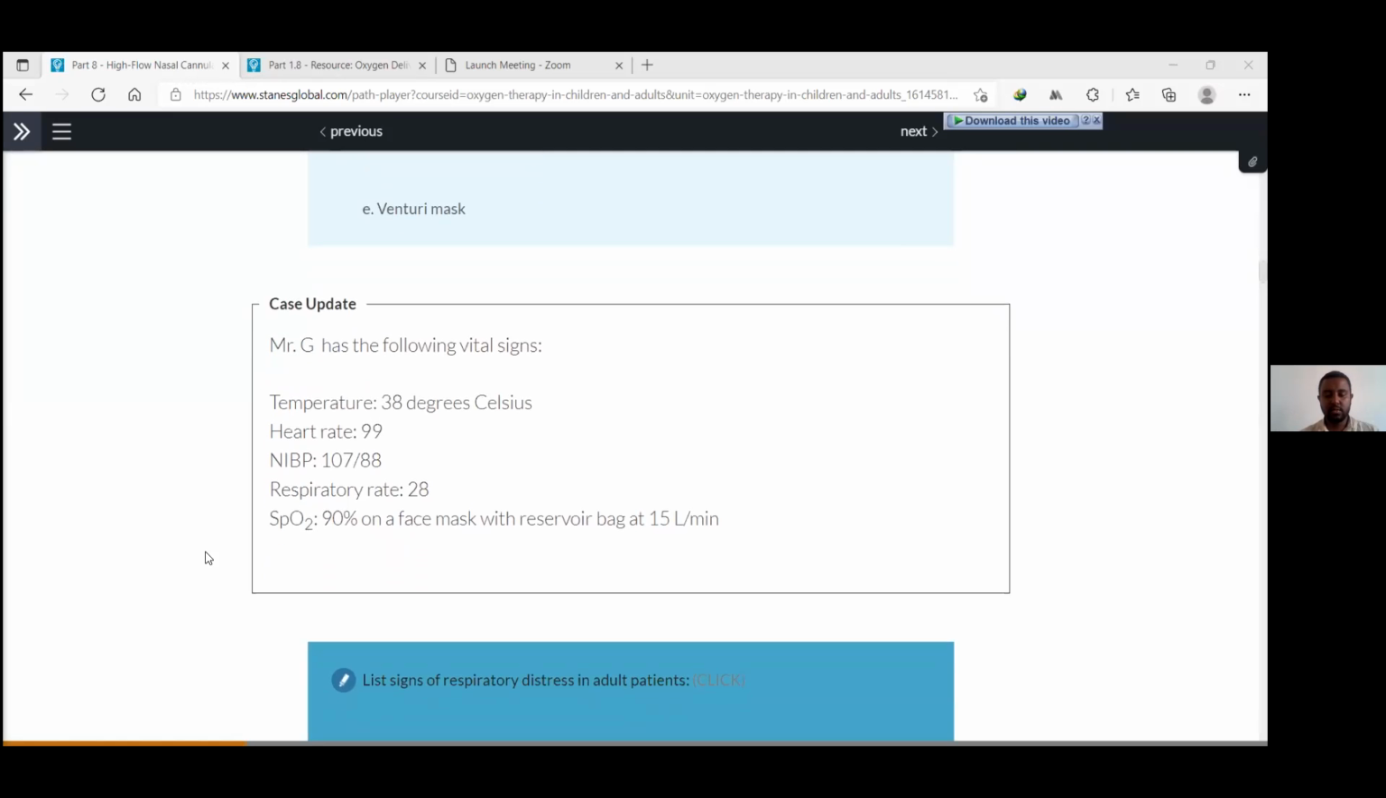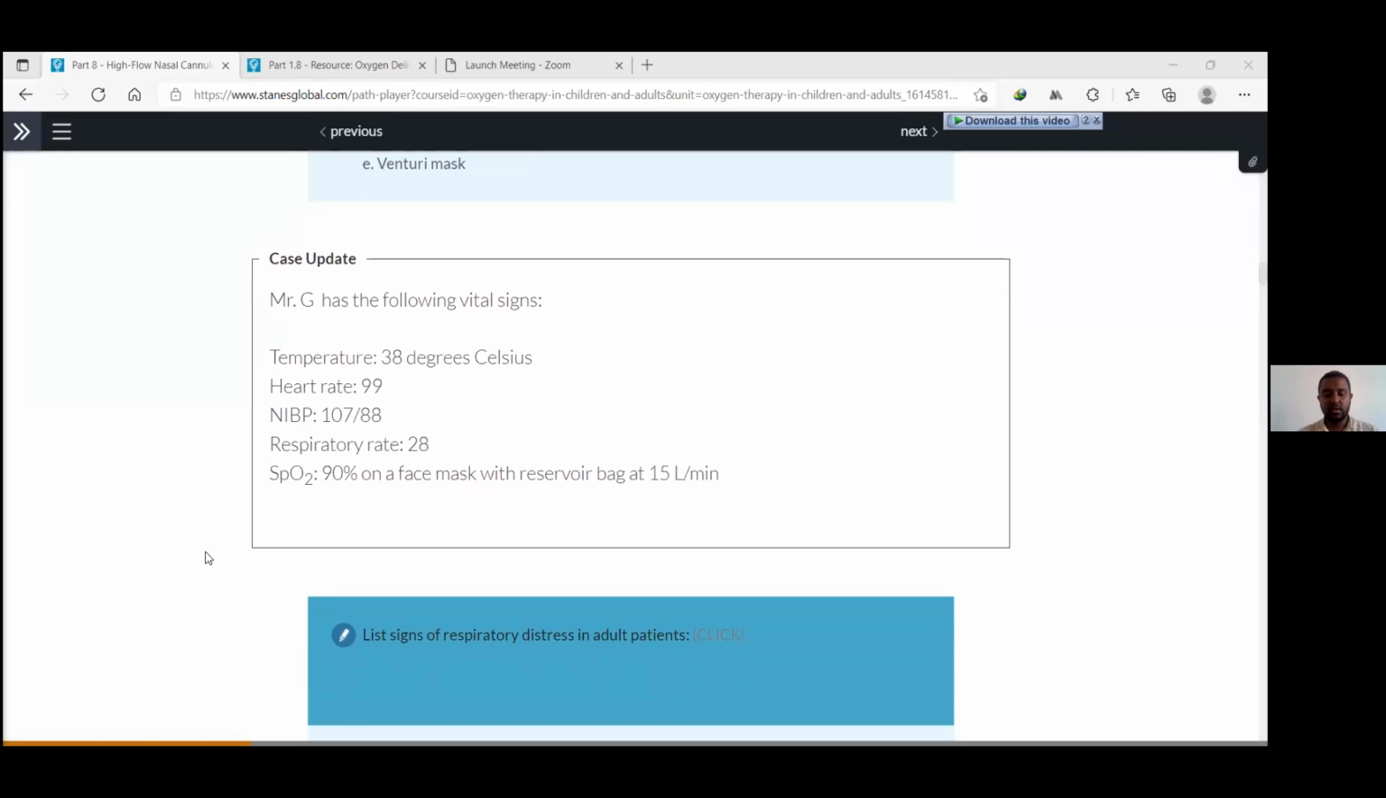So based on that, we will have a question. Can you list signs of respiratory distress in adult patients? So you can either write it in the chat box.